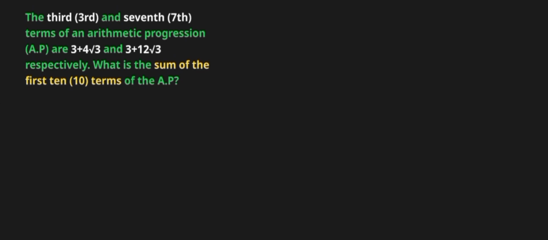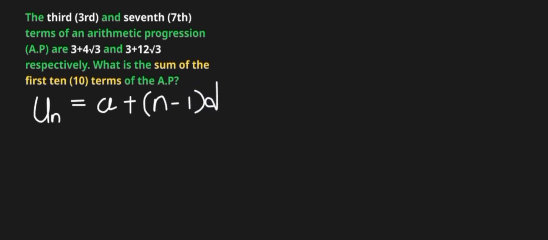First, note that the general term, called the nth term of an AP, is given by a plus n minus 1 times d, where a is the first term and d is the common difference of the AP.